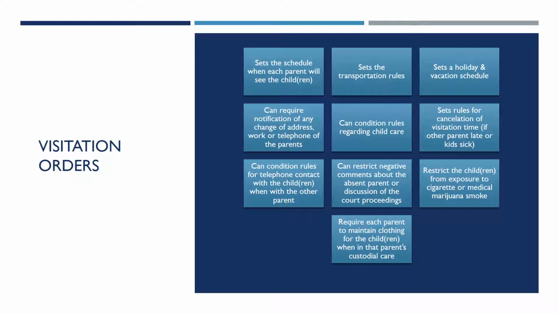Now, visitation orders also can have restrictions, restricting negative comments about the other parent, restricting discussions about the family law case with the children. Remember, the children shouldn't be involved. They shouldn't have to pick sides, and they shouldn't be involved in the divorce. It's hard enough on them, so putting them in the middle of the case is just so much worse for the children. Visitation orders can also restrict children from being exposed to cigarette or medical marijuana smoke. And it also can require each parent to maintain clothing for the children when in that parent's custodial care.